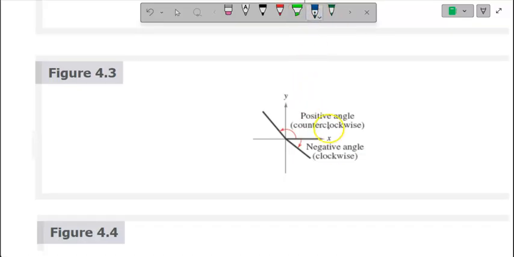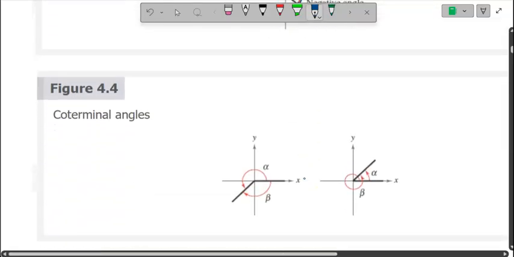Since this side over here, the x side, is going to be the initial side, right? Now if I go from this side counterclockwise, that's going to be counted as a positive angle. However, if I go clockwise, this is going to be the negative angle, right? Okay, so it depends where the terminal side is going to end relative to the initial side.